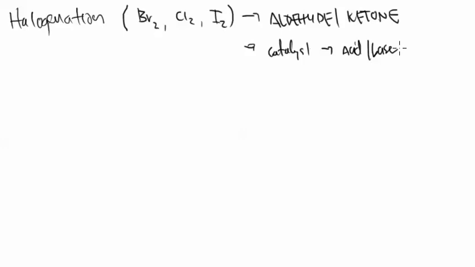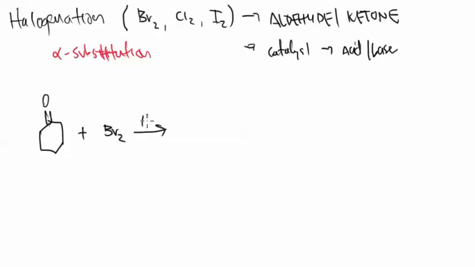This is called an alpha substitution reaction. So a new term that we can bring into the picture, alpha substitution. And the reason is because you're substituting a halogen for a hydrogen that was on the molecule. So let's just look at the overall reaction first, and then we'll look at the mechanism that goes on. So here's a ketone, and we are reacting this with Br2 in some acid.